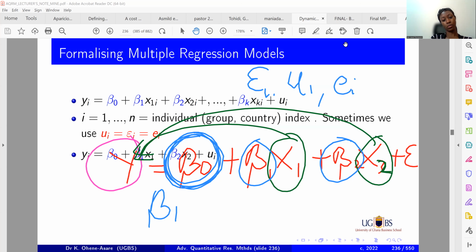Justice, what are some of the other names? Idiosyncratic error. Norbert, what are the other names for this error term? Disturbance term. Fantastic. What are other names? Kofi? White noise. Normally used a lot in time series econometrics.